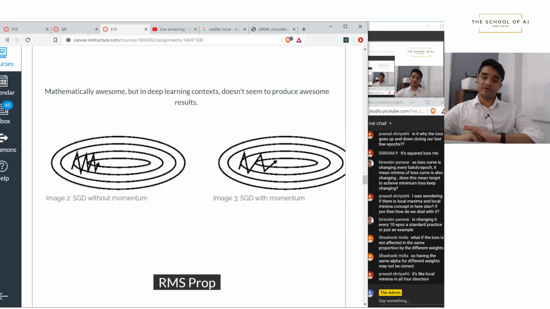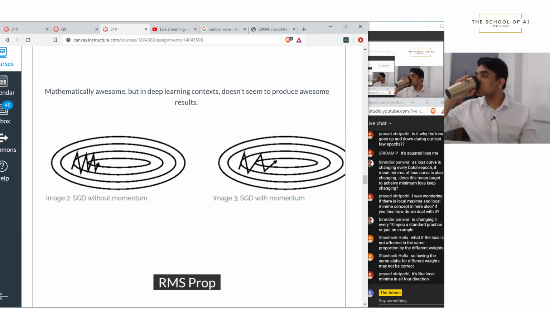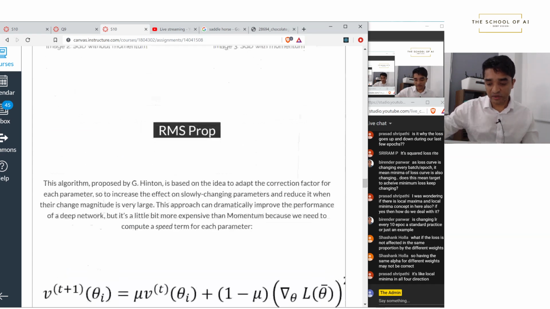So till now, what we have covered is where we have one alpha, and that alpha is fixed for every single parameter. I have 10 billion parameters and my alpha is fixed for every single parameter. That is what we've discussed till now. Now let's look at where alpha is different for every single parameter. The first algorithm in that is called RMS prop.